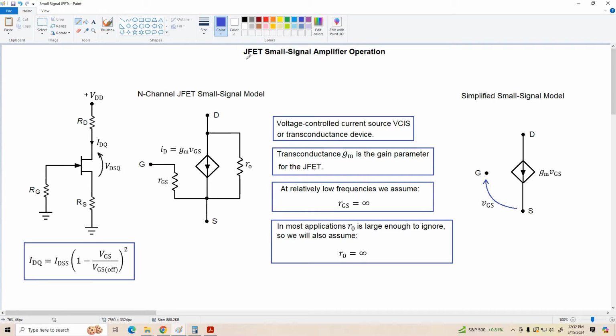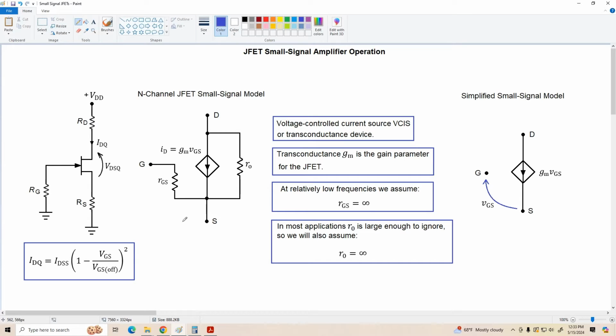Today we're going to take a look at the JFET used as a small signal amplifier. On the left hand side of the screen we've got an N-channel JFET biased up using source feedback biasing, and once we've established a Q point we're going to use this small signal model to represent the JFET.